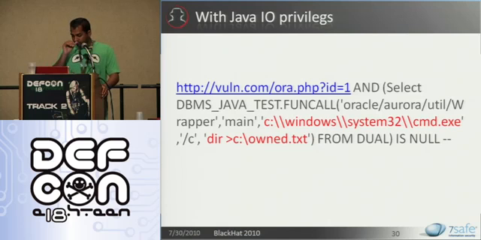So this is how the exploit would look. All you do is call this function, dbms_java_test.funcall. As an argument, you pass the Oracle class and whatever code you want to execute. The only limitation is that you need Java IO permissions. Without Java IO permissions, you cannot execute this class. You have execute permissions on the function, but you cannot execute that class without Java IO permissions.